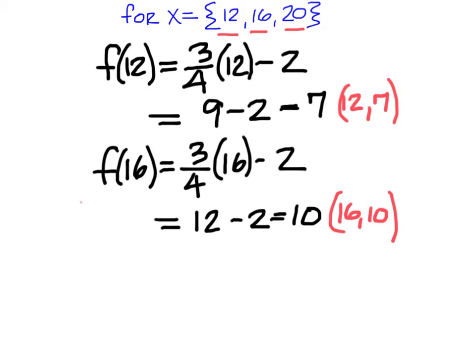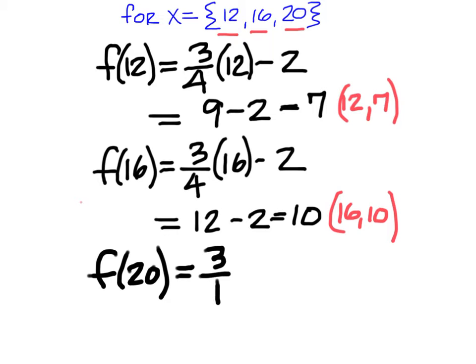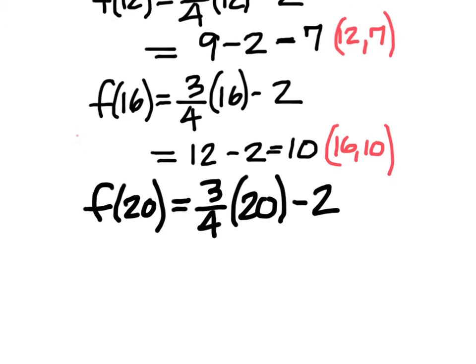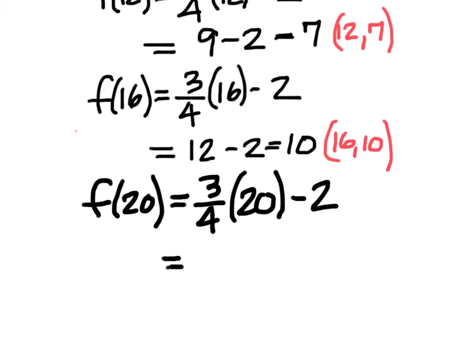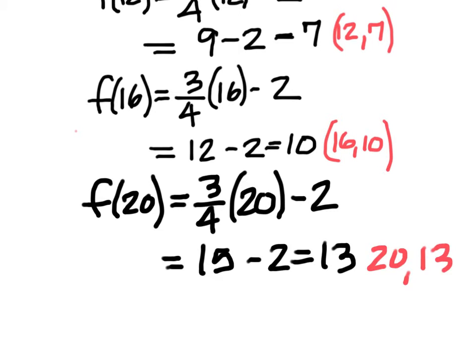And the last one is 20. F of 20, that's going to be 3/4 times 20 and then minus 2. 60 divided by 4 is 15. Minus 2 is 13. I put in a 20 and I got back a 13. 7, 10, and 13 is what is generated from 12, 16, and 20.